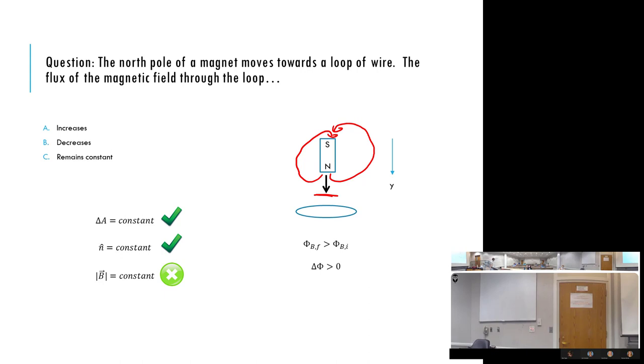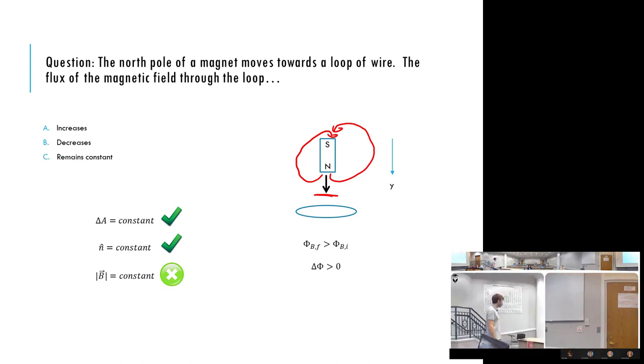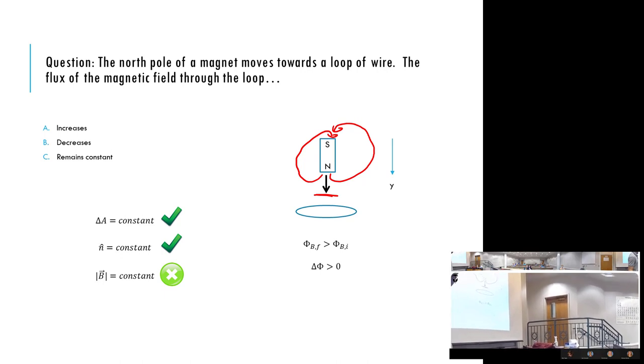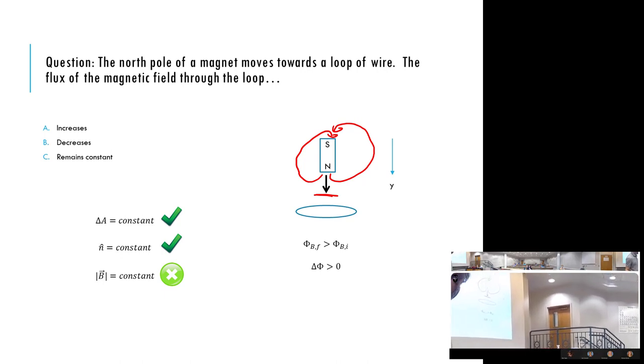So the change in flux, positive or negative? Positive, right? The final flux is greater than the initial. The change is final minus initial. So A is constant, N is constant, so B is not constant. We're getting closer. So the final is greater than the initial, so the change in flux is greater than zero. That's the first part. You have to figure out whether the flux is increasing or decreasing.